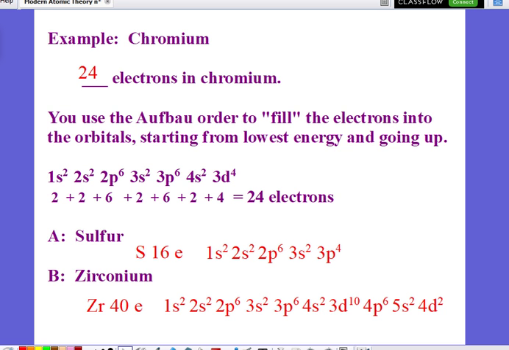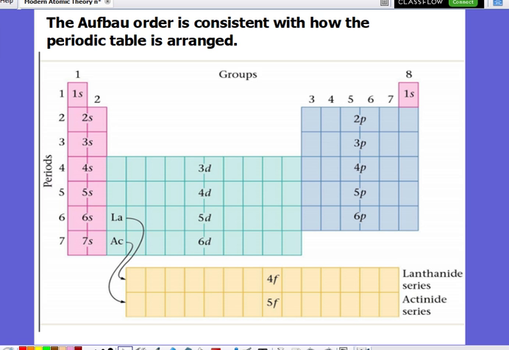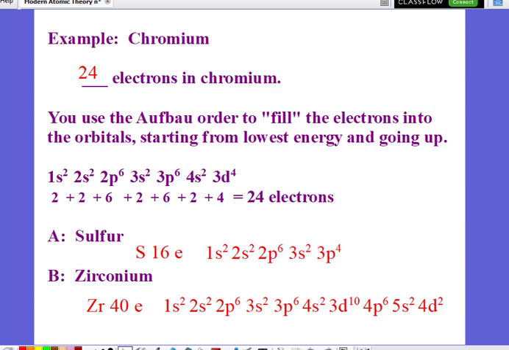Okay, so it took me about 3 minutes to do these two. I'm typing, you guys are writing by hand. So I was using Aufbau order. I saw that sulfur had 16 electrons, and I slowly wrote down the order following the pattern on the back of my periodic table. So sulfur has 2, 2, 6, 2, 4. That's 16 electrons.